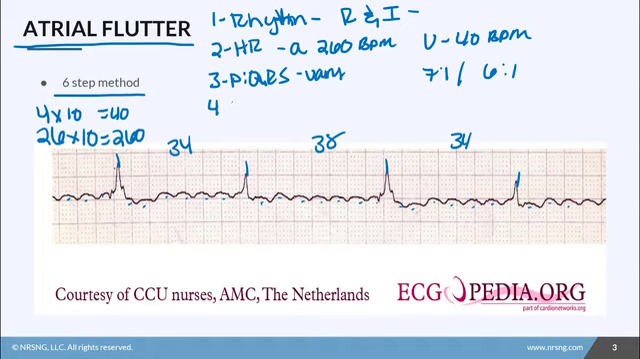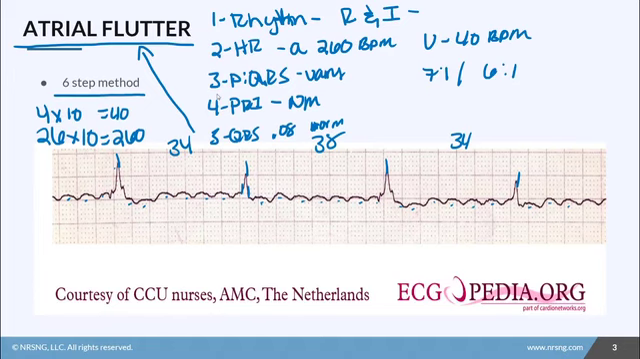In step 4, let's do the PR interval. And that actually is not measurable because we have way more P waves than we do QRS. Step 5, let's do the QRS complex. So we're just going to do this one right here. From here to here, we have 2 boxes, so 0.08 seconds, which is actually within the normal range. And in step 6, we're going to identify the rhythm, and our rhythm would be atrial flutter.